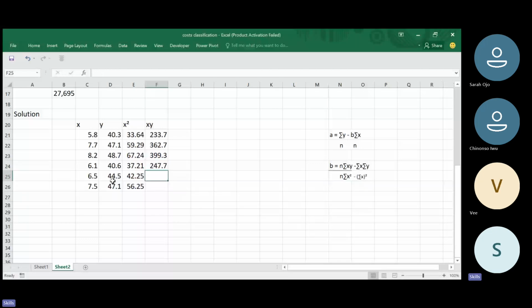Then next is 6.5 times 44.5. We have 289.25. Then the last one is 7.5 times 47.1. We have 353.25.